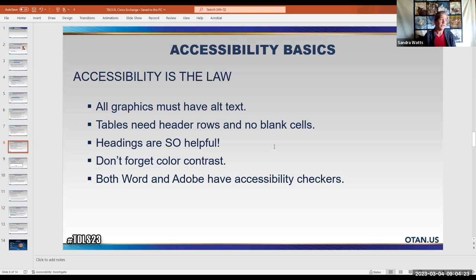Now, if you have graphics that are just for decoration to make it look pretty, you can mark that also. You just say decorative image and the screen reader will ignore it.